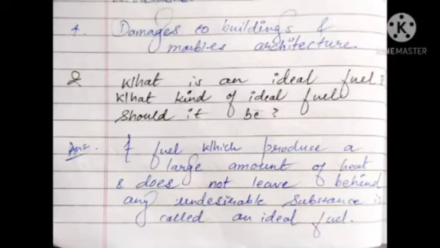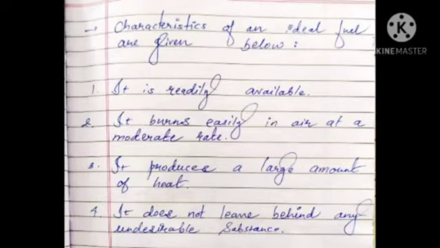Second question is, what is an ideal fuel? What kind of ideal fuel should it be? And the answer is, a fuel which produces a large amount of heat and does not leave behind any undesirable substance is called an ideal fuel. Characteristics of an ideal fuel are given below. It is readily available. It burns easily in air at a moderate rate. It produces a large amount of heat. It does not leave behind any undesirable substance.